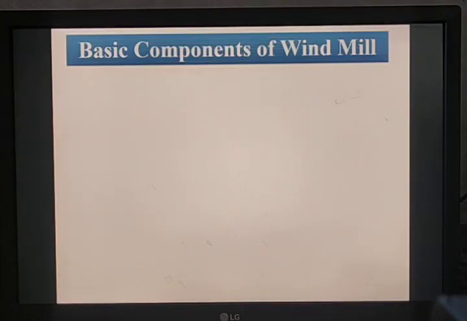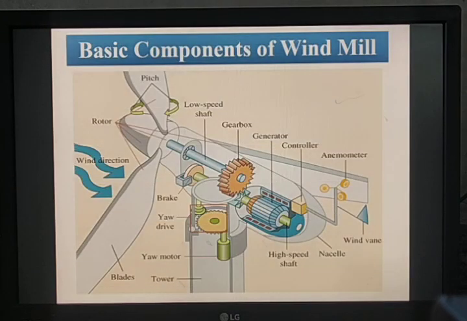Coming to the basic components of windmill: blades, rotor, pitch, braking mechanism, low speed shaft, gearbox, generator, controller, anemometer, wind vanes, nacelle, high speed shaft, yaw drive, yaw motor, tower.